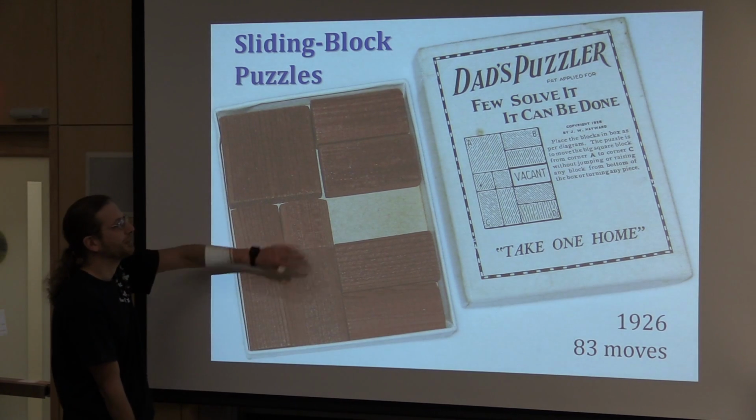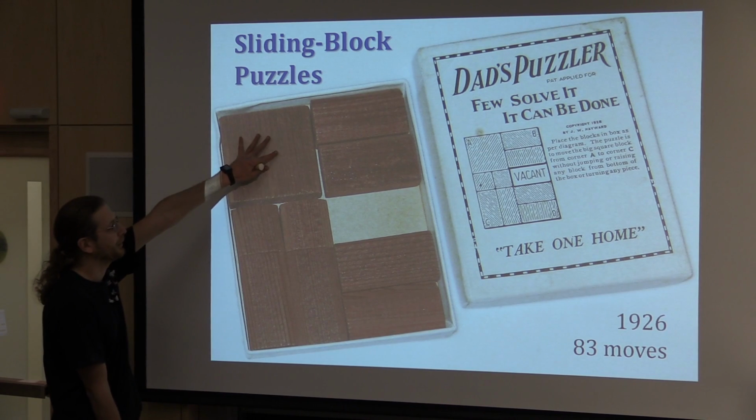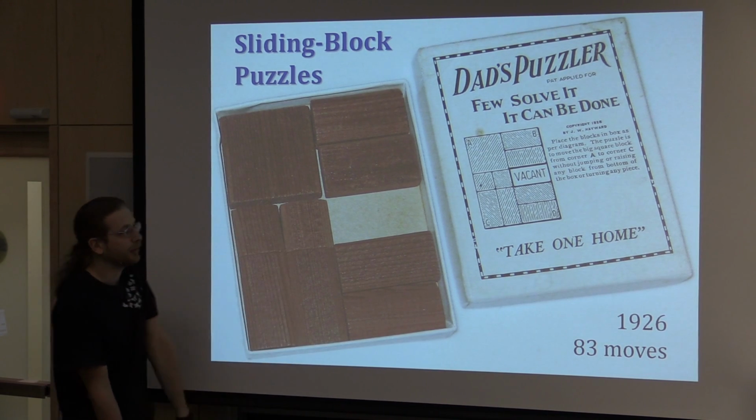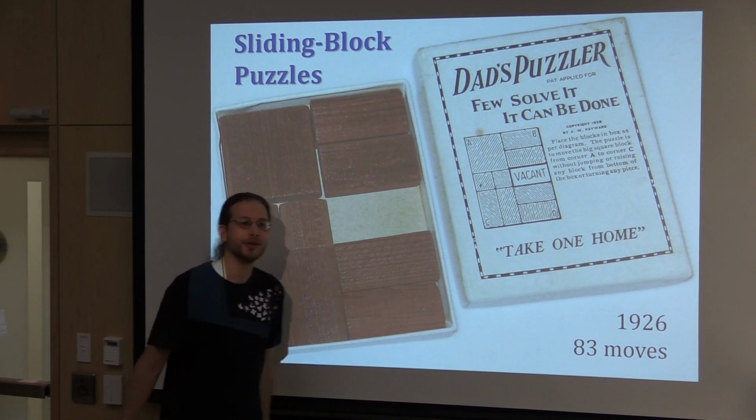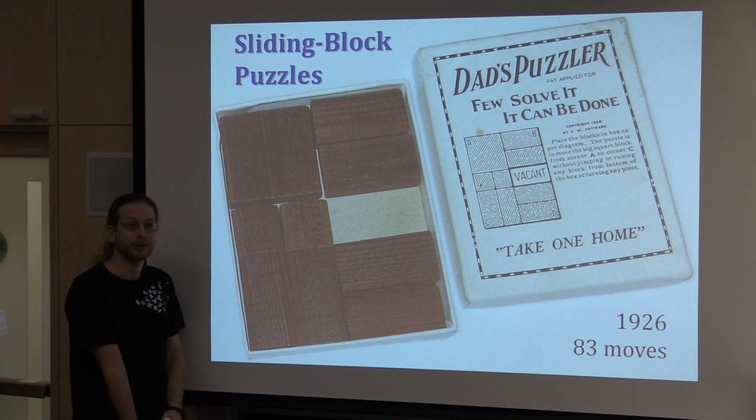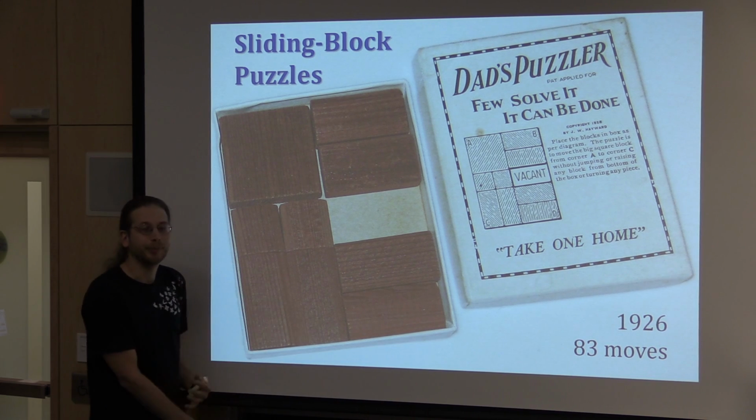Here's an actual instance of the puzzle I showed you, Dad's puzzle, where you take this one and you're supposed to move it here. This optimal solution has 83 moves. And in general, the number of moves is going to grow exponentially because your problem is PSPACE-complete.